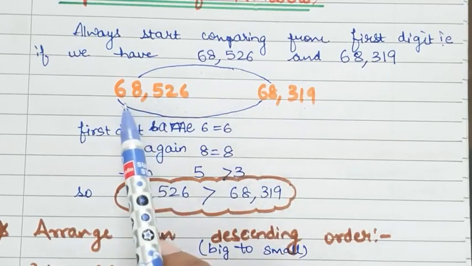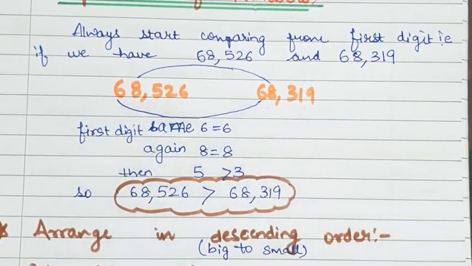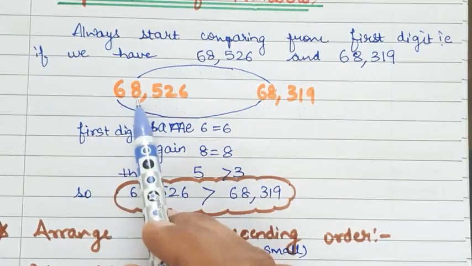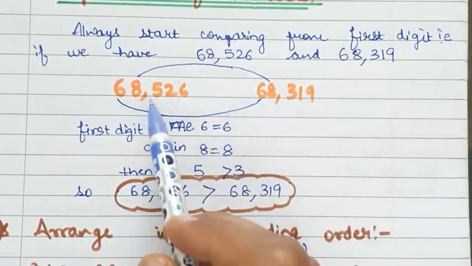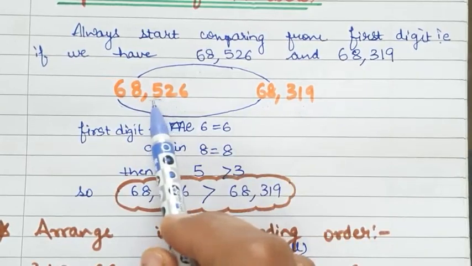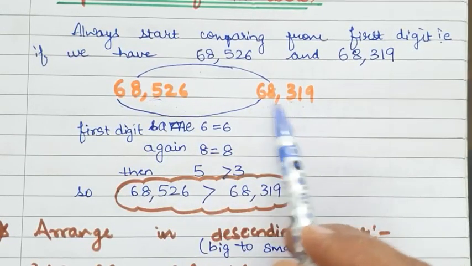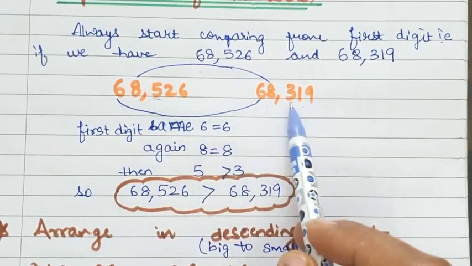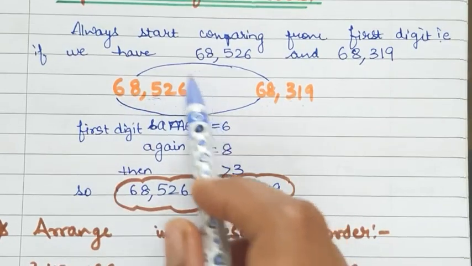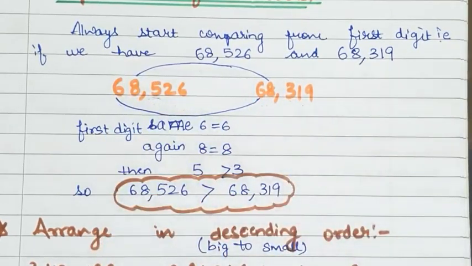So let us start comparing. 6, here is also 6. Then the second digit is 8, here also 8. Then the third digit is 5 here. Here it is 3. So we know that 5 is greater than 3. So it means this whole number is greater than this number.